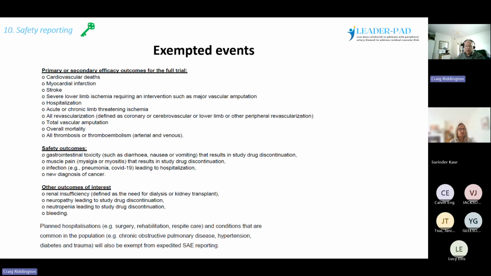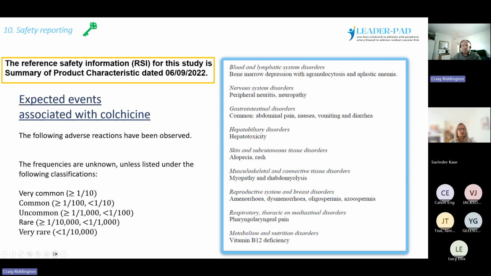I won't run through all of this, but this slide details the list of exempted events. This can also be found in the protocol in section 10.2 and also in the instruction page of the SAE CRF work package. The reference safety information for the trial is in the SmPC. Here you will find a list of expected events associated with colchicine.